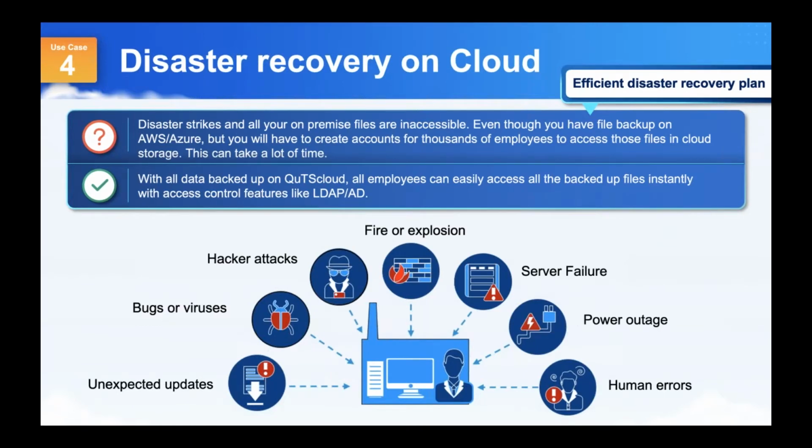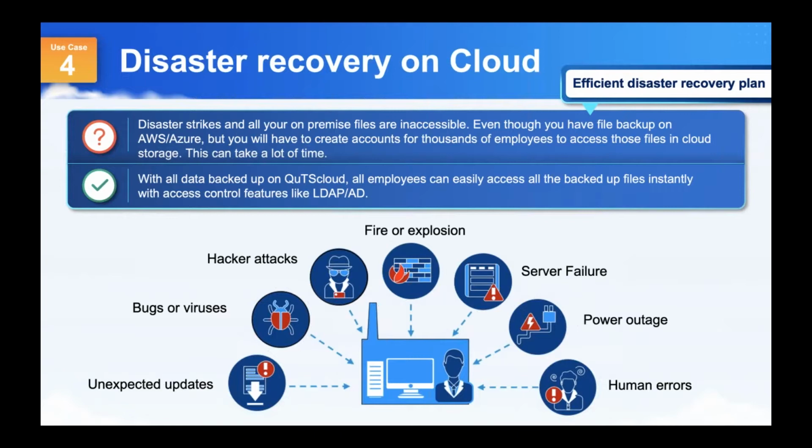And this last use case is where I personally think QuTS Cloud is going to be the best initial fit, or where we might have the best success selling this product. If disaster strikes and all of your on-premise files are suddenly inaccessible, even though you have a file backup on AWS or Azure, you're going to need to create user accounts for potentially thousands of employees to access those files. That's going to cost you a lot in terms of time, bandwidth, and then, of course, money. Whereas if you have Azure or AWS pointed at QuTS Cloud, then you can instantly access all your files using access control features like AD or LDAP.